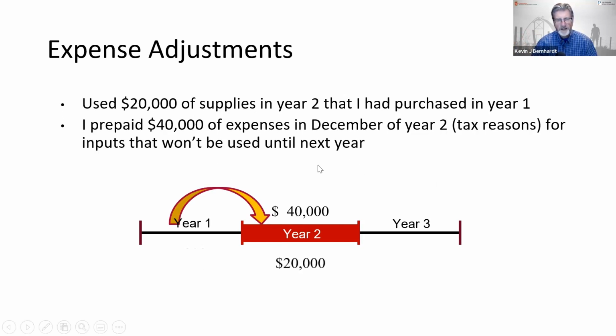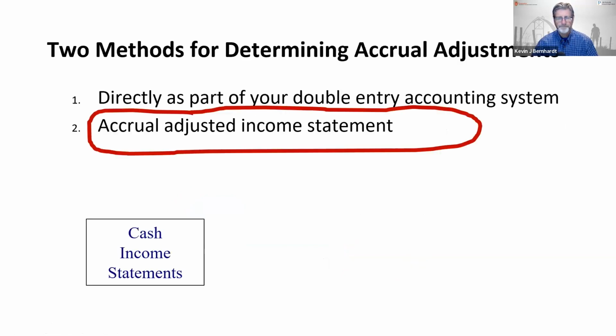By the same token, you get to the end of year two and you do the same thing. You pay $40,000 of inputs that are going to be used in year three. So again, you have to make that adjustment, move that $40,000 over to the year that it truly belongs, and then you have your accrual income statement.